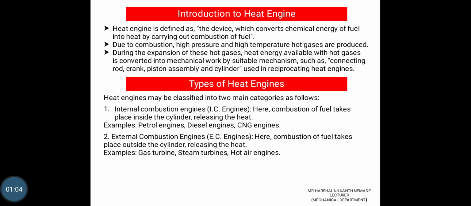Types of heat engine. Heat engines are classified into two categories. Internal combustion engine is known as IC engine. Here the combustion of the fuel takes place inside the cylinder, releasing the heat. Example: petrol engine, diesel engine, CNG engines. External combustion engine is known as EC engine. Here the combustion of fuel takes place outside the cylinder, releasing the heat. Example: gas turbine, steam turbine, hot air engine. Not hot gases engine, it is a hot air engine.